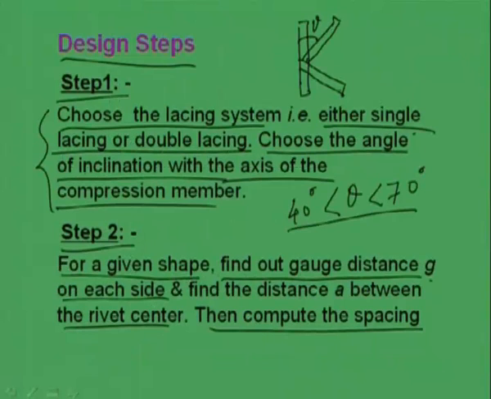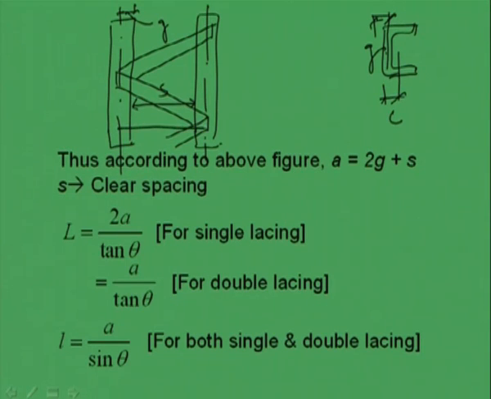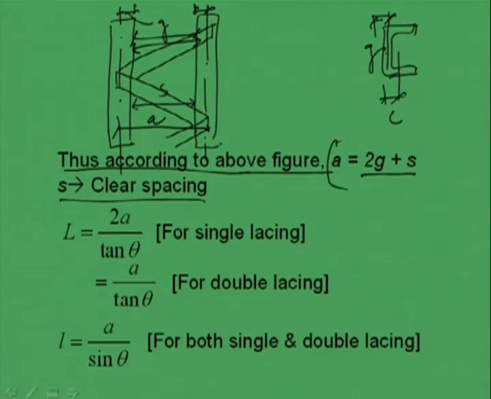The moment we find out the gauge distance for a given shape, then we can also find out the distance A between the rivet center. This is called A. So, what will be A according to the above figure? A is equal to 2G plus S, because this is G and this is S, where S is the clear spacing between two main components. So, the first step is to find out that A, which is 2G plus S.